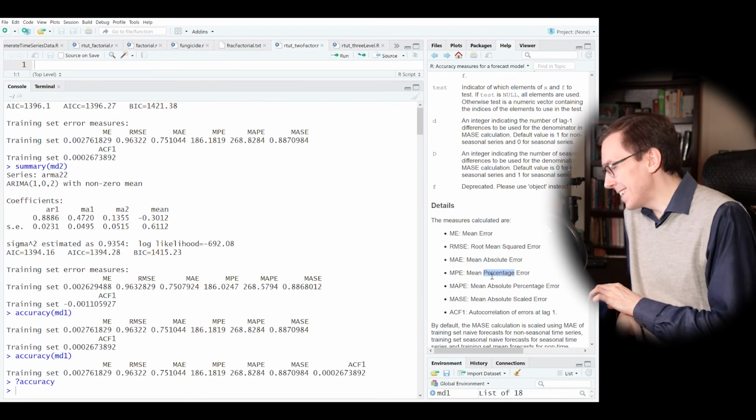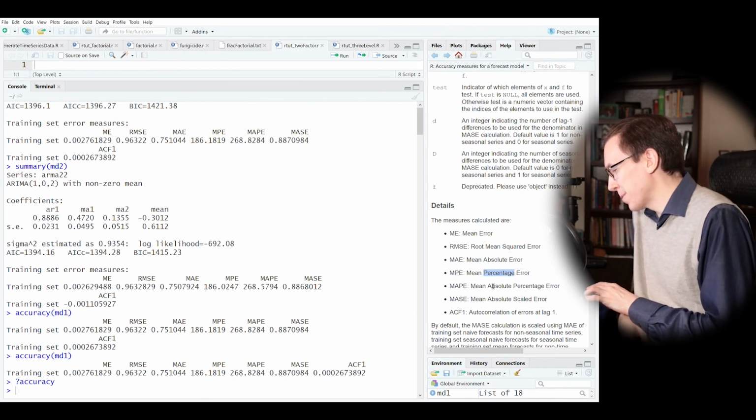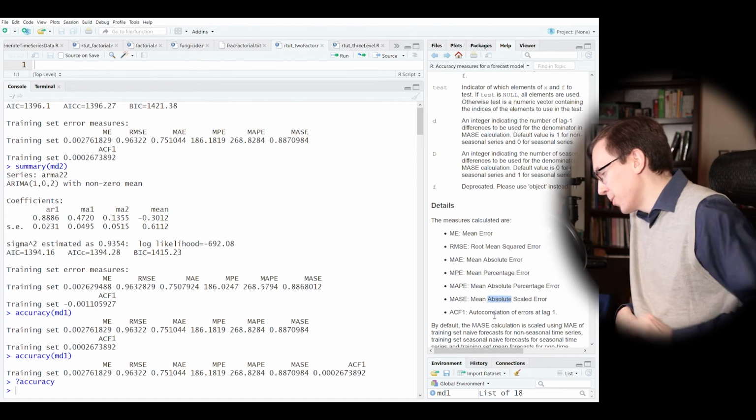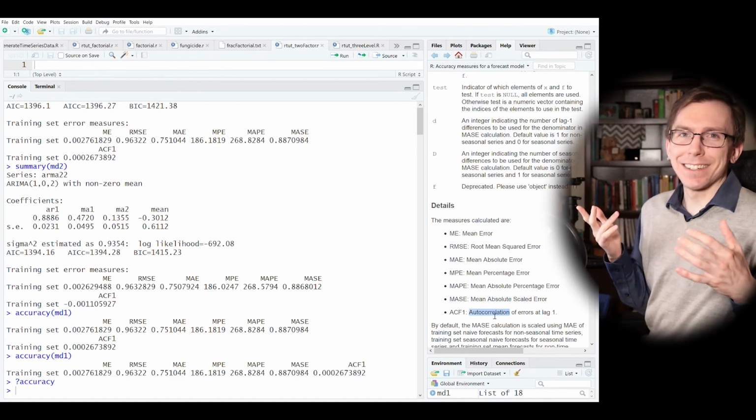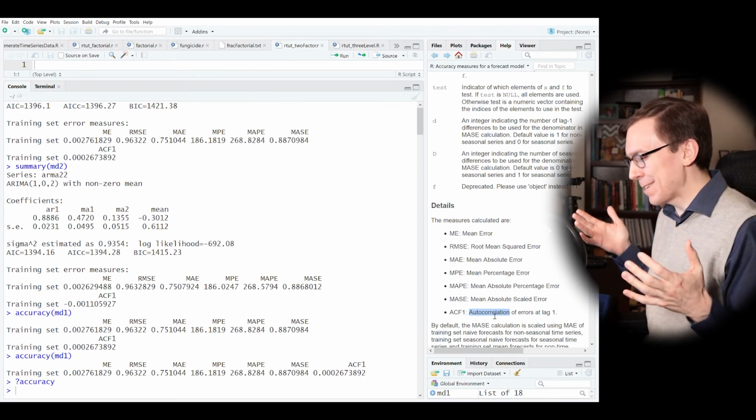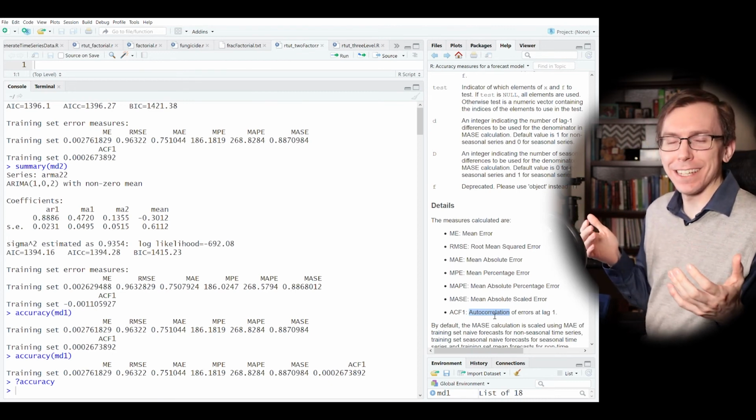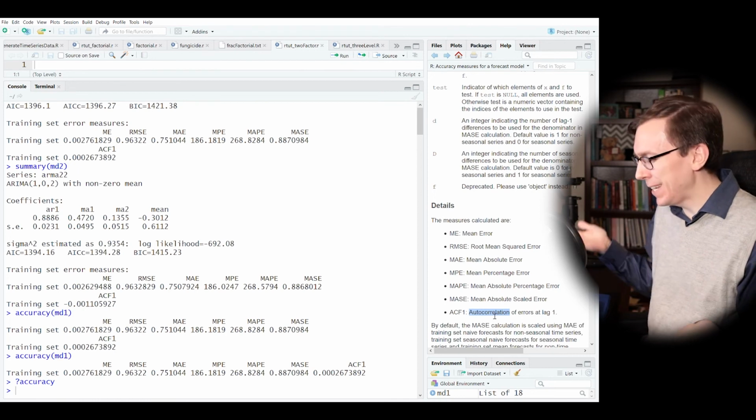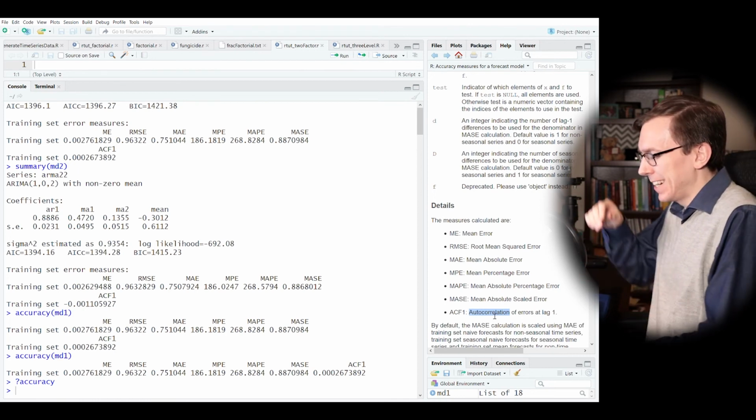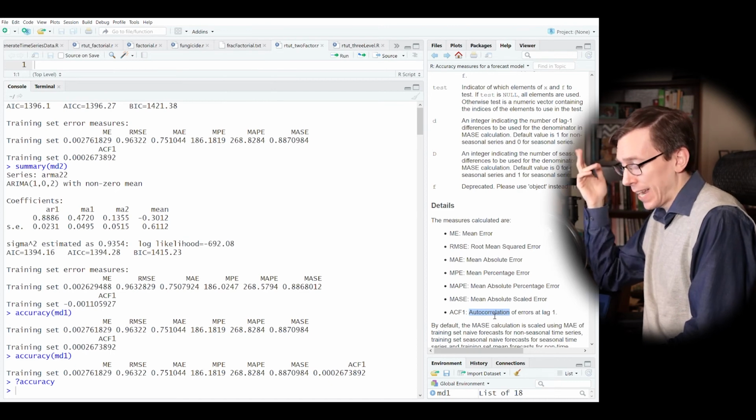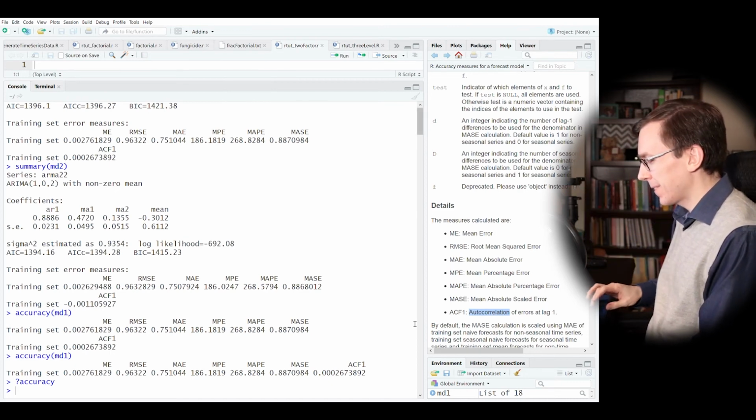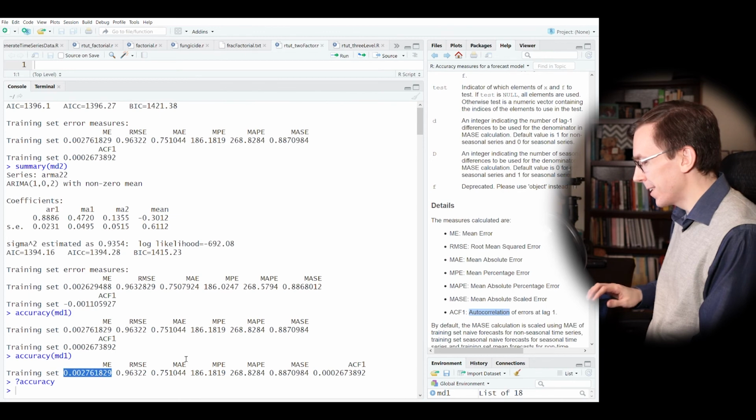MPE is mean percentage error. I was close. Mean absolute percentage error, mean absolute scaled error, and the autocorrelation of the errors. Okay, so the point is there's tons of different forecasting accuracy measurements. So if you were already upset that you had to decide between AIC and BIC, well, now you've got a ton of different measurements, all for saying how accurate is your forecasting, using lots of different values here.